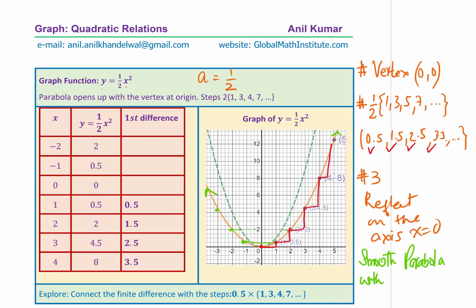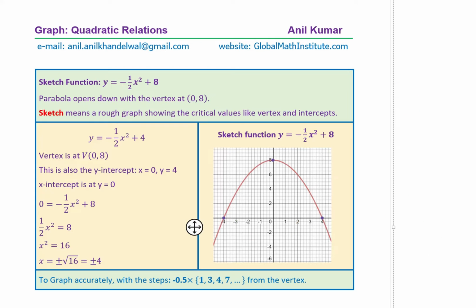with minimum at origin. Is that clear to you? That is how you are going to draw the very basic graph. Is that clear? Next part of this is to take up a function where we will also incorporate translation. Now the graph is to be sketched for the function y equals minus half x squared plus 8.